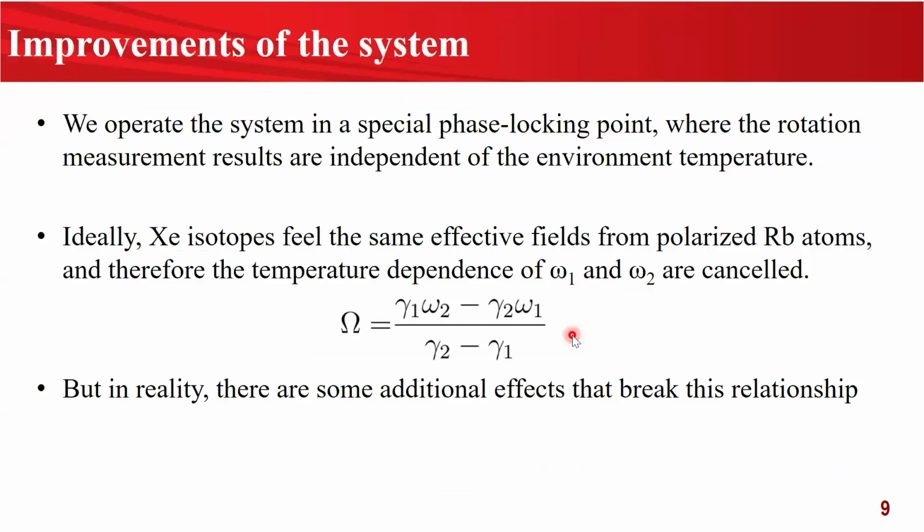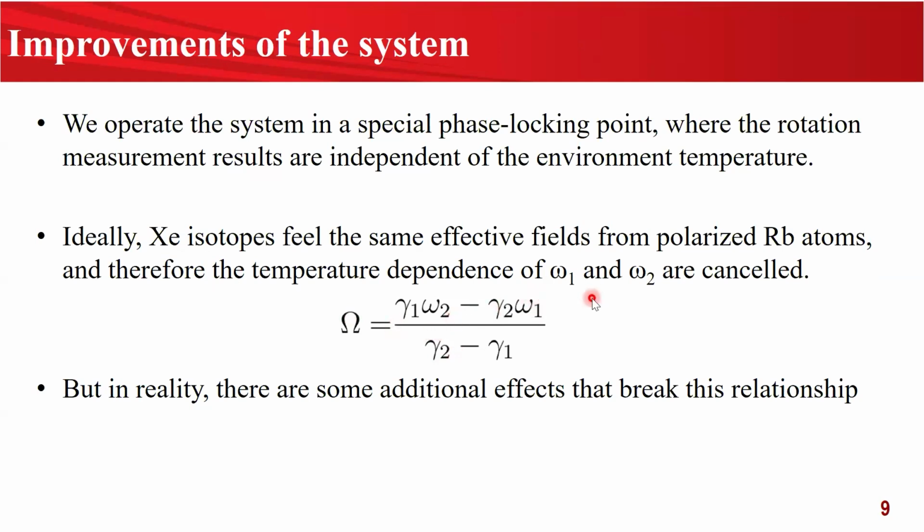So the second improvement is that we operate our closed-loop system at a special phase-locking point where the rotation measurement results are independent of the environment temperature. So ideally, the xenon isotopes feel the same effective fields from the polarized rubidium atoms. And therefore, from the rotation expression shown here, the temperature dependence of omega-1 and omega-2 are cancelled.